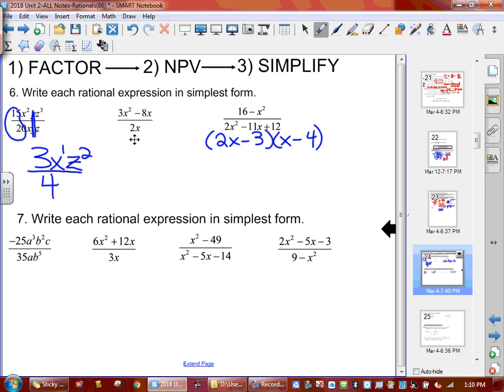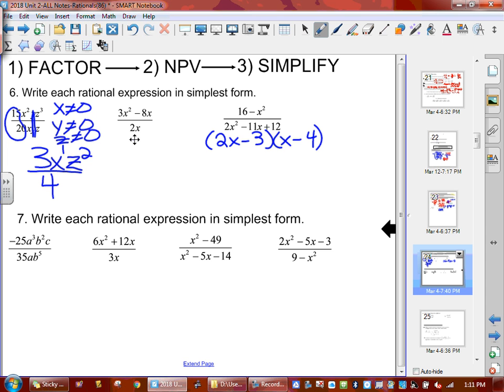Right, all 3 of them. X can't equal 0, y can't equal 0, and z can't equal 0. Okay? All of them cannot equal 0. All right, let's look at the next one.